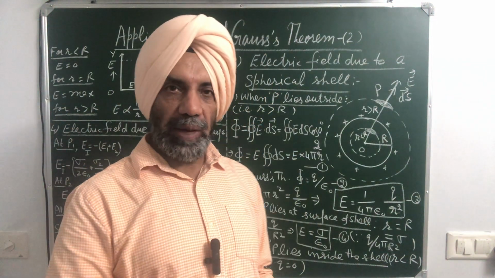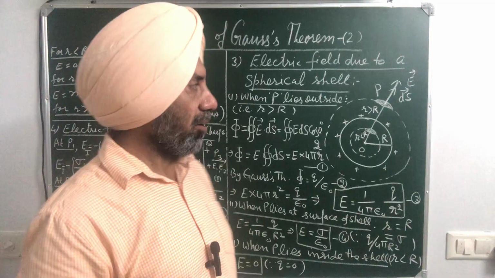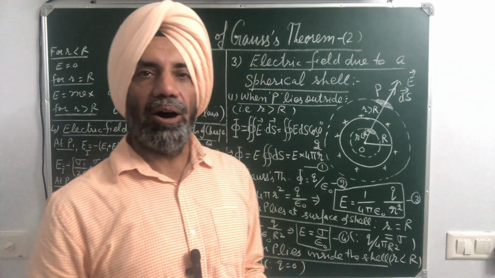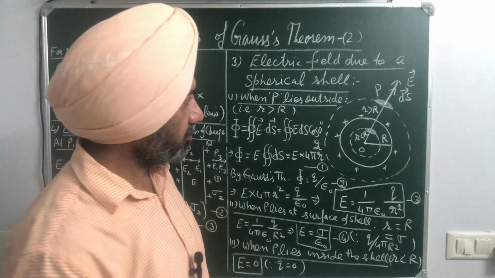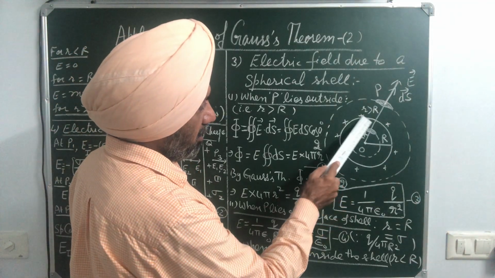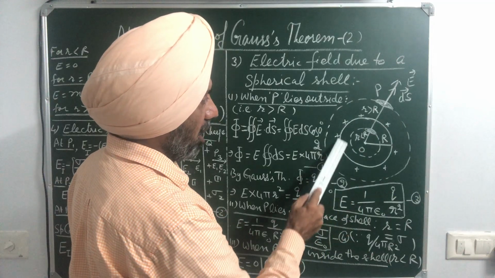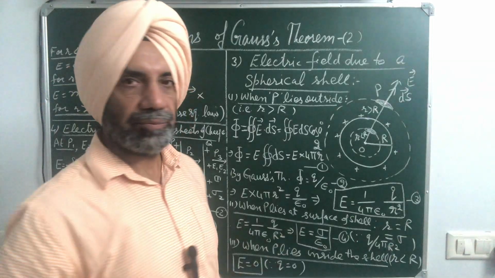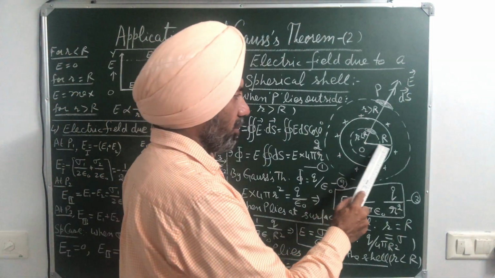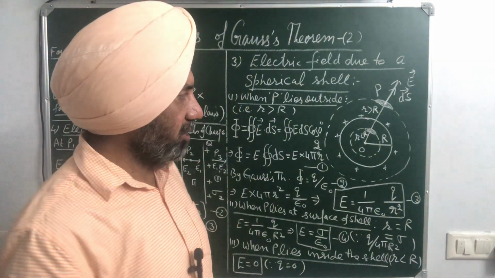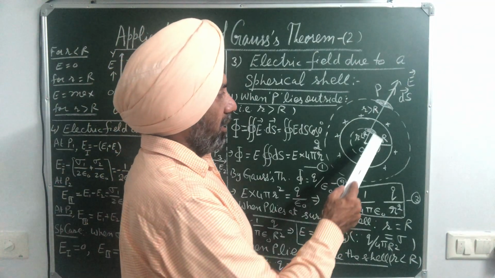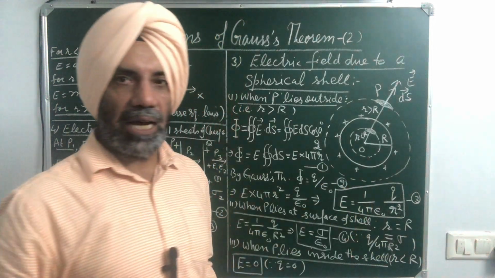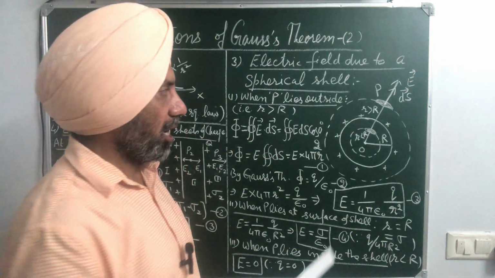So if you have a charged spherical shell, then what will be the electric field at various points outside, inside, or at the surface of the shell? Suppose this is a spherical shell which is charged. Let Q be the total charge on the shell. Capital R is the radius of the spherical shell. Then sigma is equal to the surface charge density of the spherical shell, that is charge per unit area.